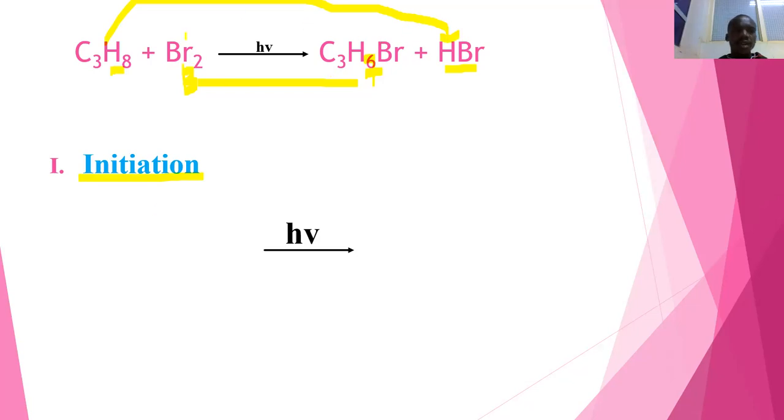For example, in our case, we have the bromine, and there are 2 atoms. You can check here as we proceed.